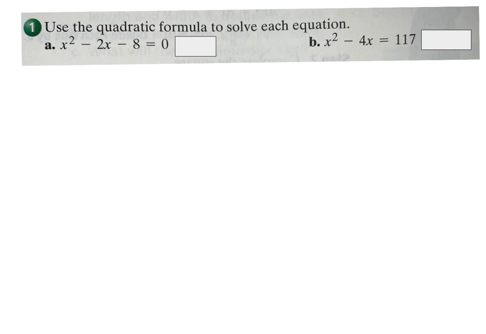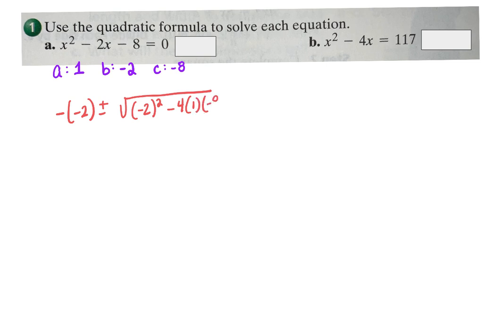All right, so the first thing you want to do is establish what your A, your B, and your C is. What is your A? 1. What is your B? -2. And what is your C? -8. So we're just going to plug that in. Negative B plus or minus the square root of B squared minus 4 times A times C, the whole thing over 2A. So first step is just plug it in.